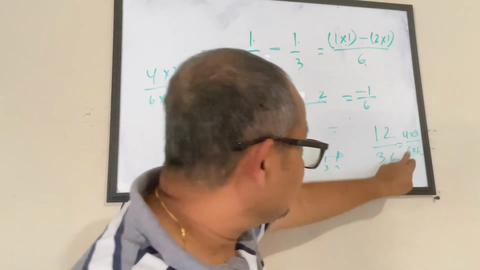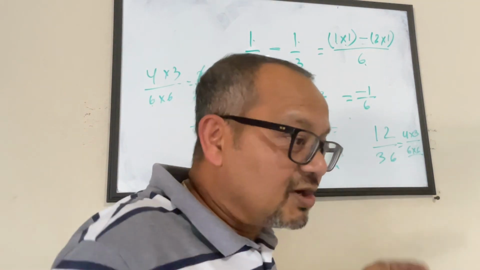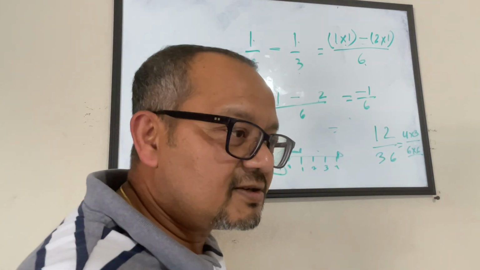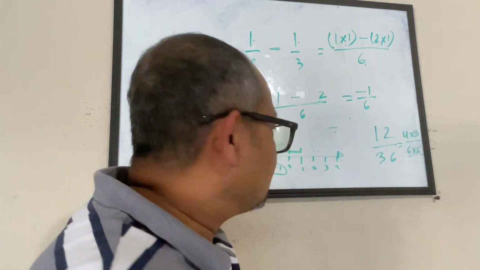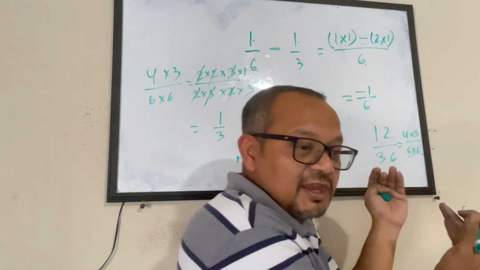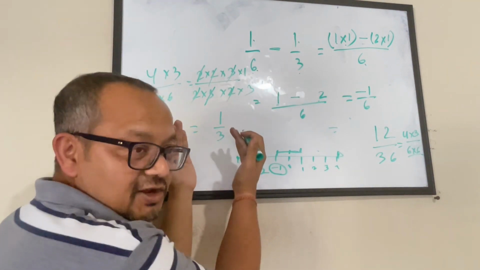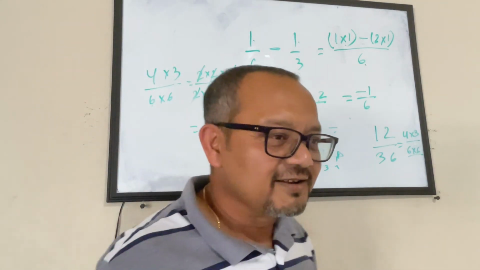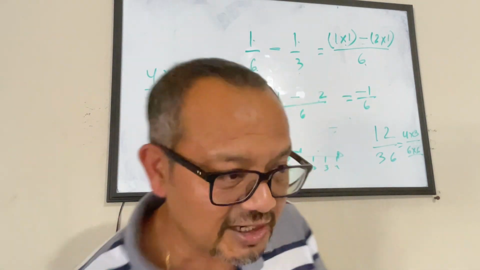So 12 by 36, which looks like a very big number, this looks much cuter, like you guys. Yeah? So this looks fat like me. This looks cute like you guys. Isn't it? Yeah? So you guys are better than me.